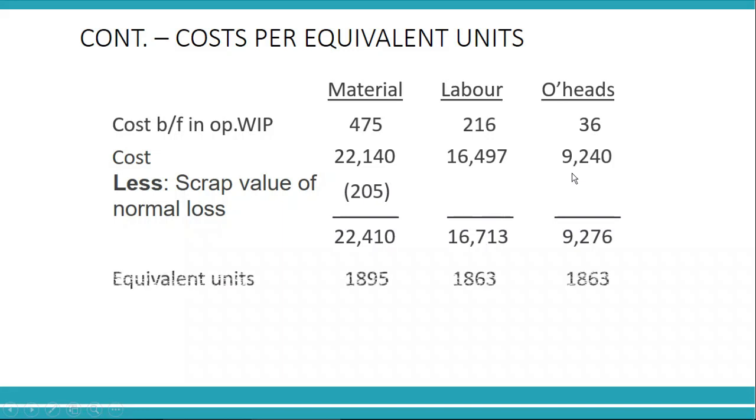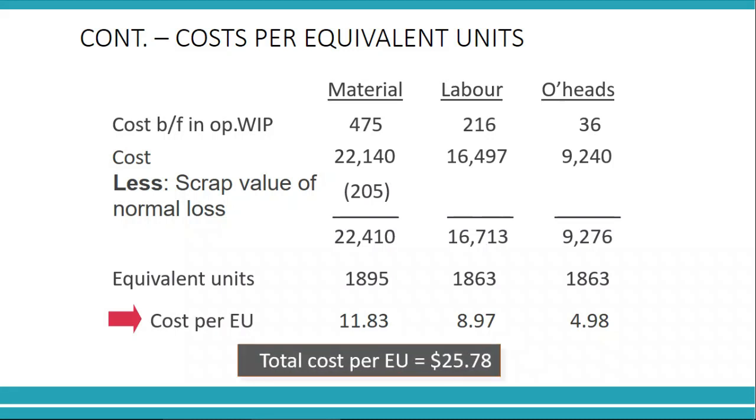You divide it by the equivalent units which you just created, 1895 for material, 1863 for labor and overhead, and here you get cost per equivalent unit, which is 11.83, 8.97 and 4.98. This is your cost per equivalent unit. So it means that the total cost per equivalent unit is $25.78.